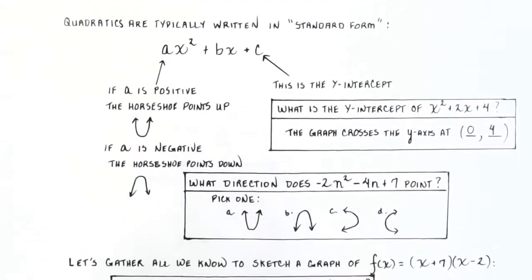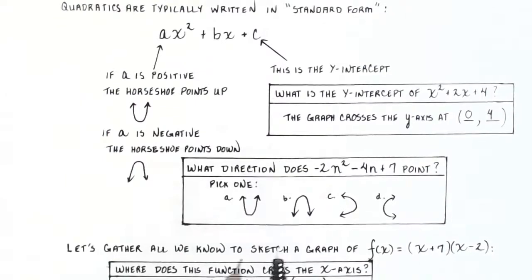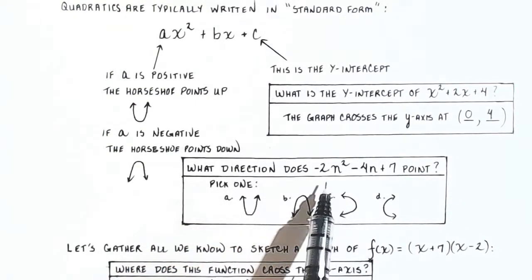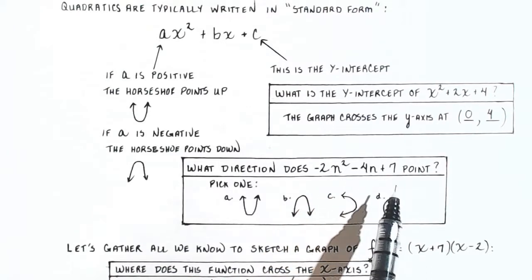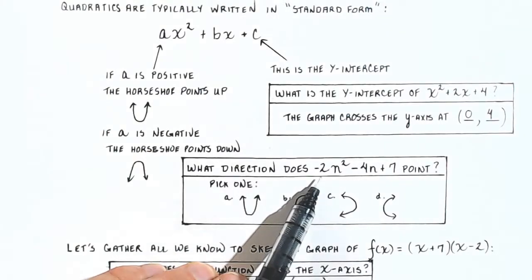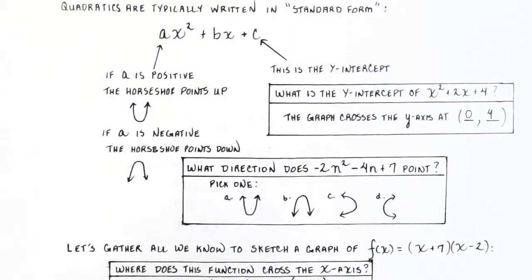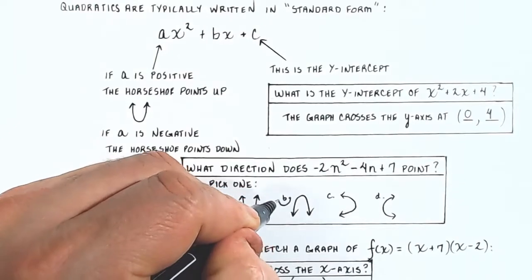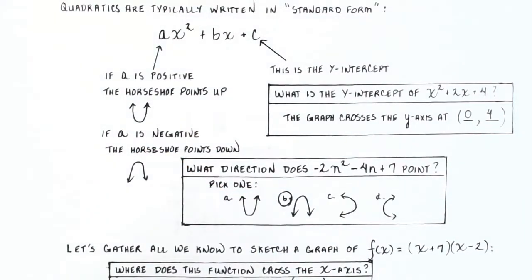All right, so we also have another little prompt here. What direction does negative 2x squared minus 4x plus 7 point? And you get to pick the shape that goes with that. You're looking at the a position number. This coefficient here is negative 2. That's a negative number, so that means that this whole graph will point down. So we would circle B.